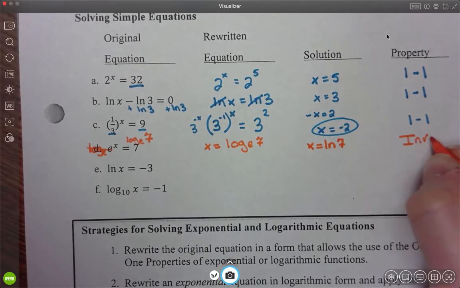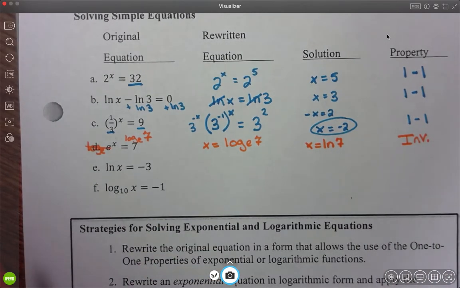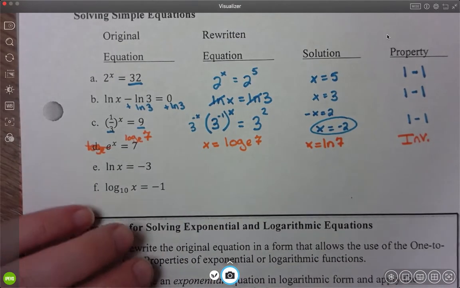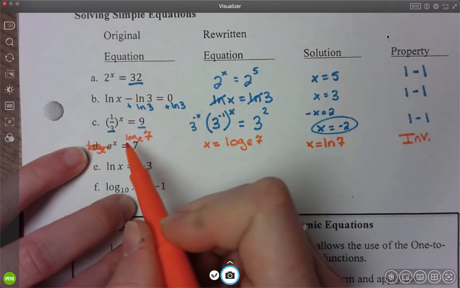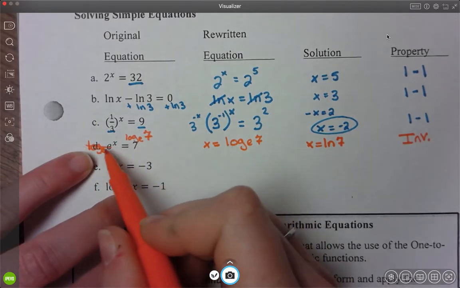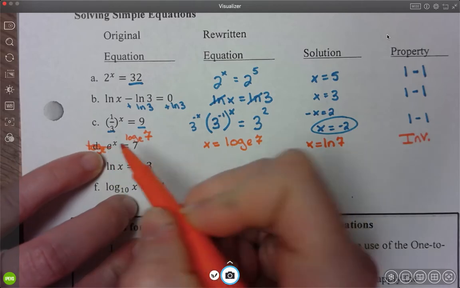I basically inserted a log in there when there wasn't one to try to get that exponential function to go away. So if you don't want to write it as log base e to start with, you can just use ln, and that's fine. So ln will cancel the e out.